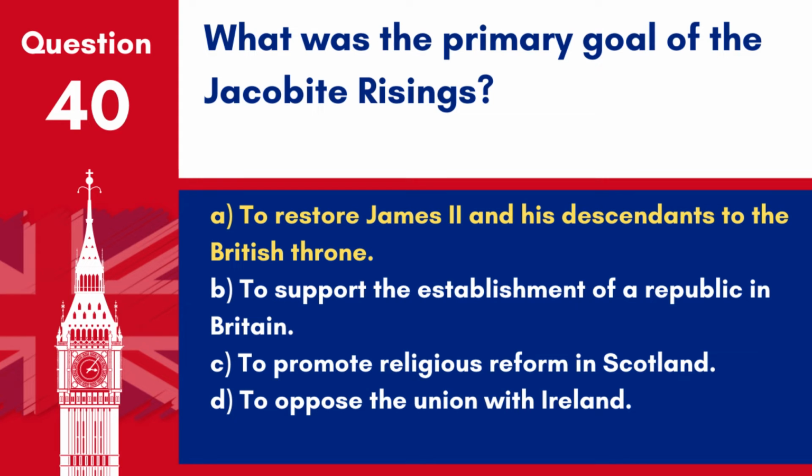Answer. A. To restore James II and his descendants to the British throne. The Jacobite risings were a series of uprisings, rebellions, and wars in Great Britain and Ireland aimed at restoring James II of England and VII of Scotland, and later his descendants, to the throne after the Glorious Revolution ousted him in favour of William and Mary.